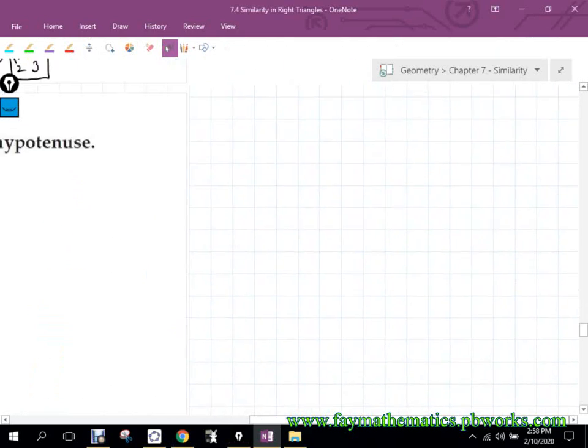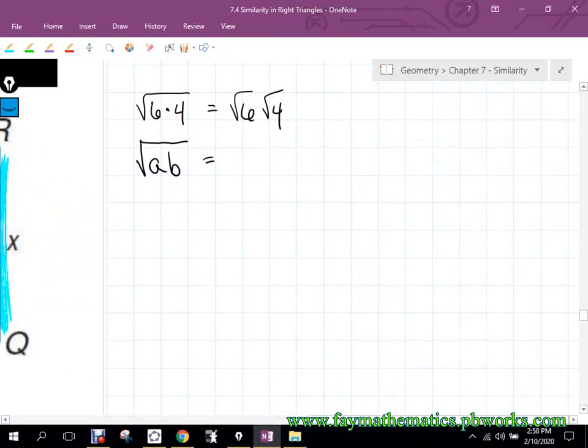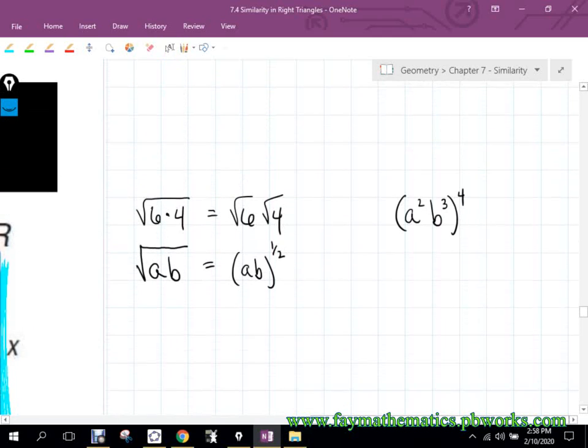So when we come back to this here, if I have AB as my product, I can rewrite that as AB to the 1/2. Does that make sense? You guys remember doing this kind of thing last year? If I have A squared B to the third and I raise that to the fourth, you remember rewriting that as A to the 8th, B to the 12th. All I did is take that 4 and multiply it by that 2, and then that 3 by that 4.